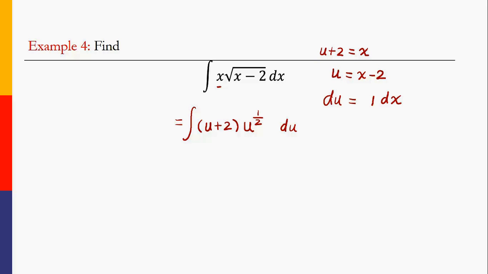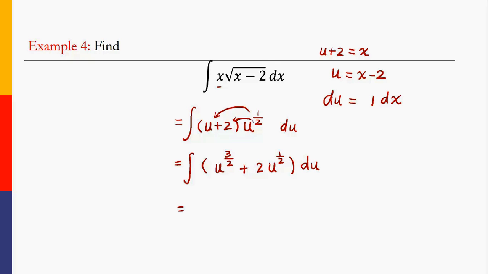Do not get discouraged with this expression. In order to find an antiderivative, we can just simply apply the power rule. So we will integrate term by term. We first distribute the u to the 1/2 power and get u to the 3/2 power plus u to the 1/2 power times 2, which is twice u to the 1/2 power, du.